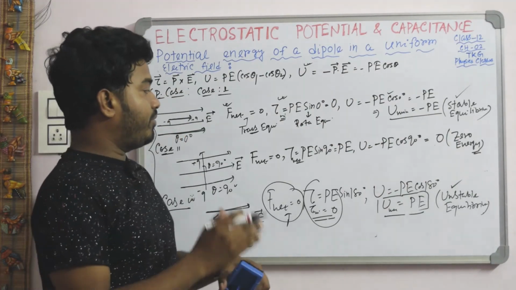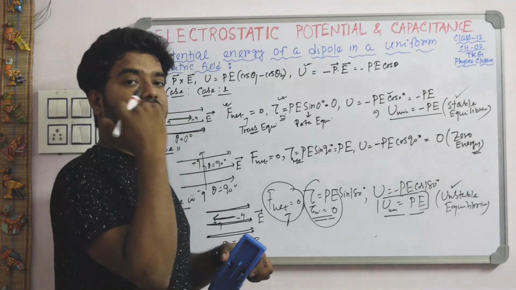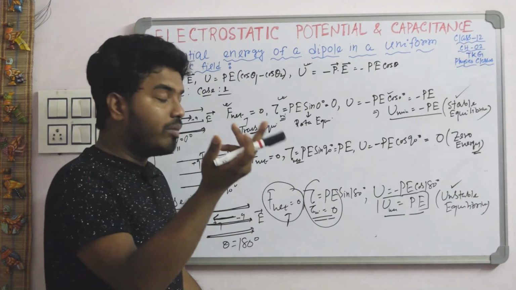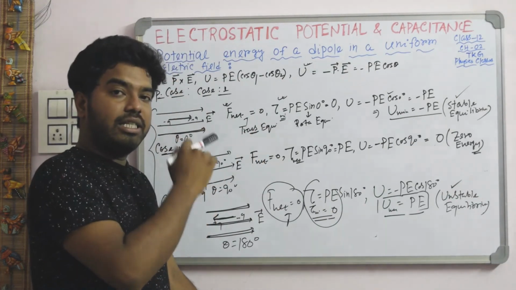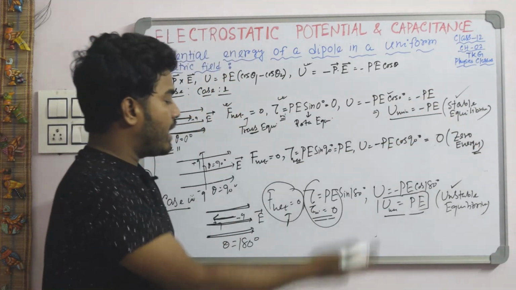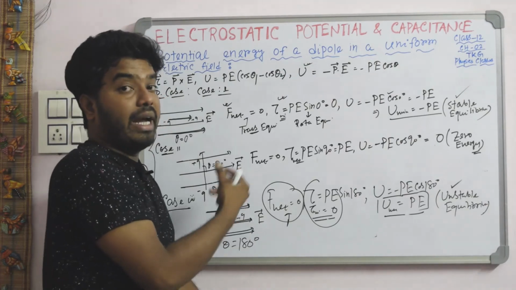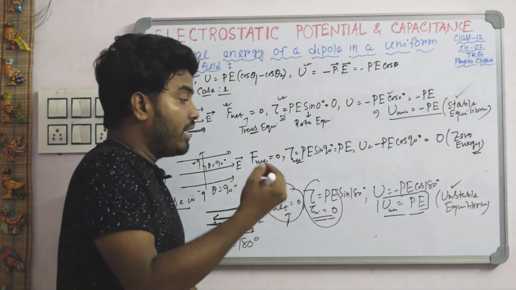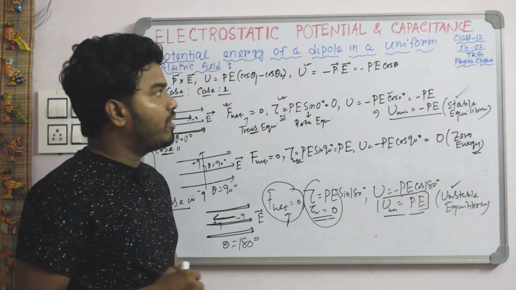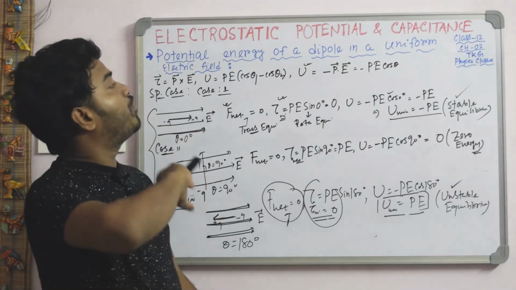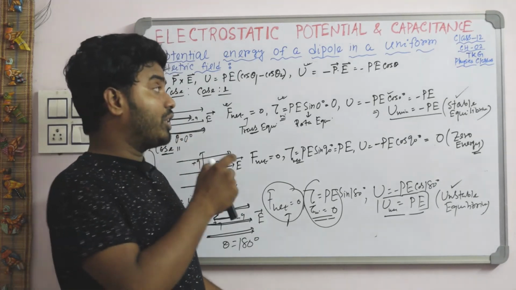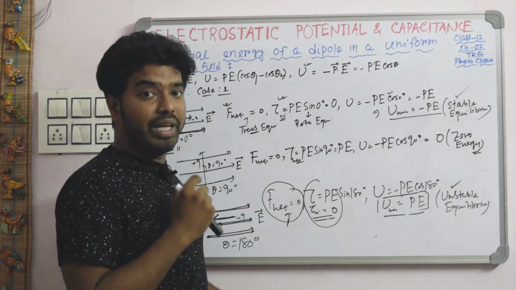So there are 3 cases. If theta is equal to 0 degree, that is p and E are parallel to each other, the system is in stable equilibrium. When theta is equal to 90 degree, that is the electric field and dipole moment are perpendicular to each other, that is the position of zero energy. And when the electric dipole moment and electric field are anti-parallel to each other, that is theta equal to 180 degree, the electric potential energy is in unstable equilibrium. So this is an important part, the electric potential energy of a dipole when it is placed in a uniform electric field. It is important for your board exam.